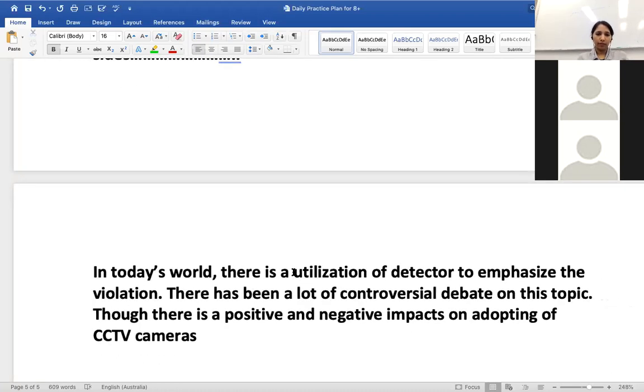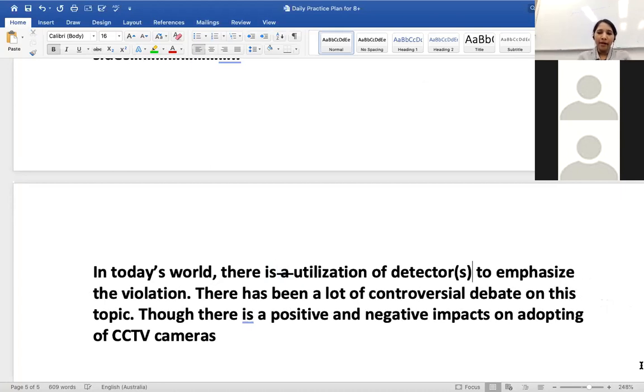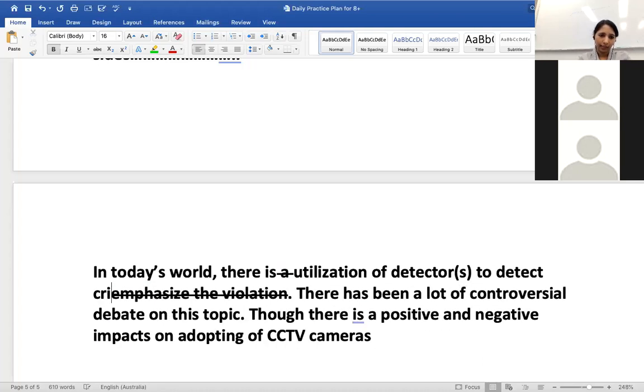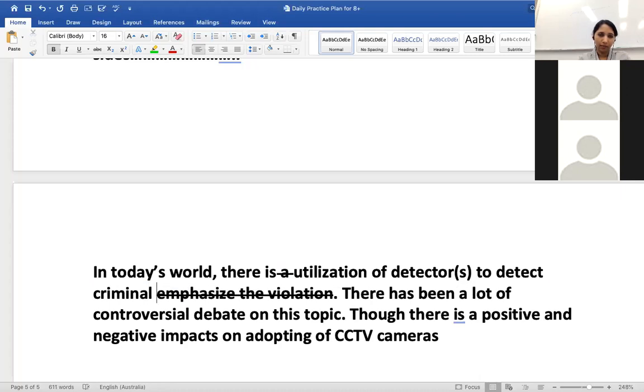In today's world, there is no need of article, there is utilization. No need of A, there's utilization of detectors to emphasize the violation, so instead of emphasize the violation, you could try to say to detect criminal activity. Is this what you meant? There has been a lot of controversial debate on this topic.